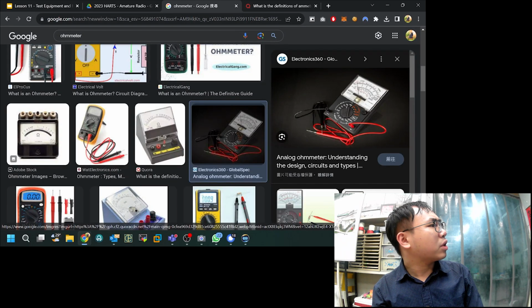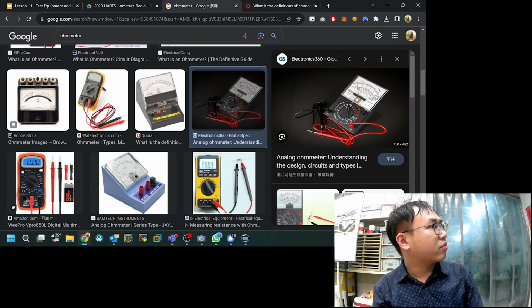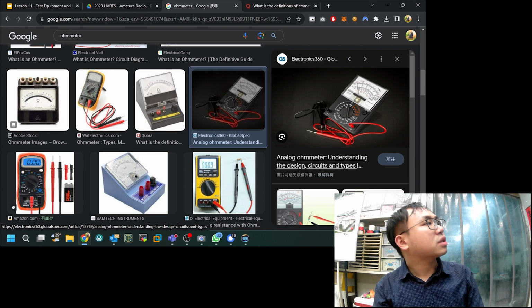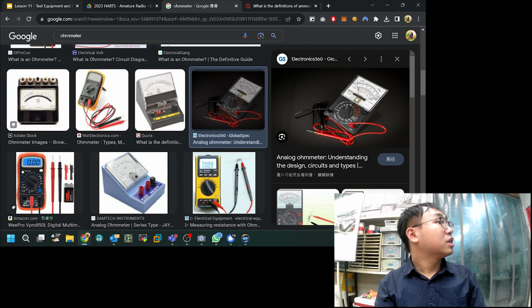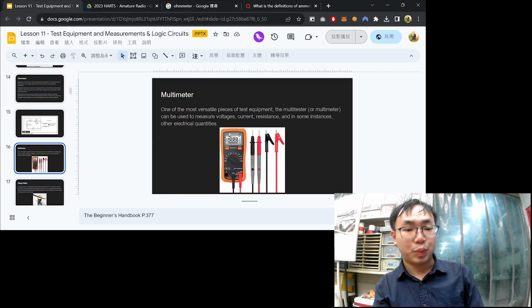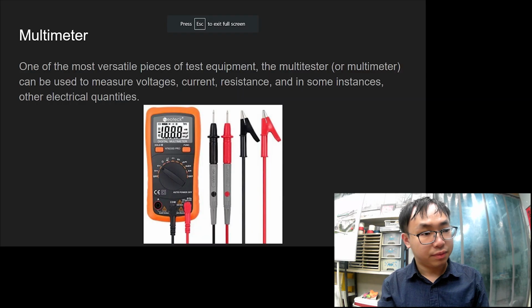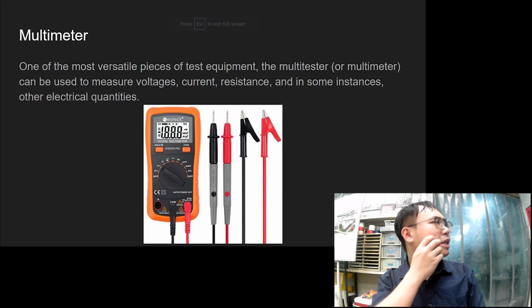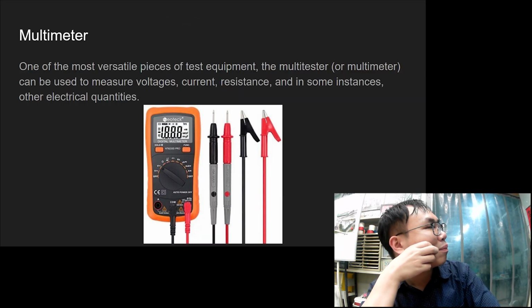But nowadays they don't have a lot of analog ohmmeters or analog multimeters. Most of them are using digital. But I guess Michael should have an analog multimeter in his hand, so you can ask him to lend it to you.